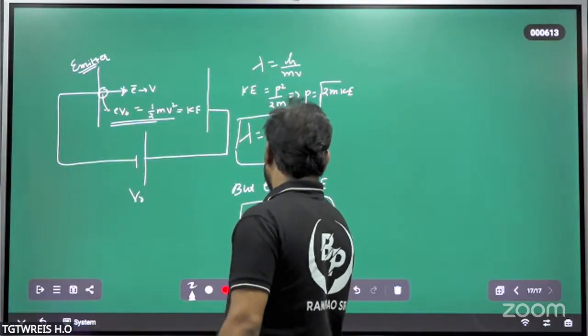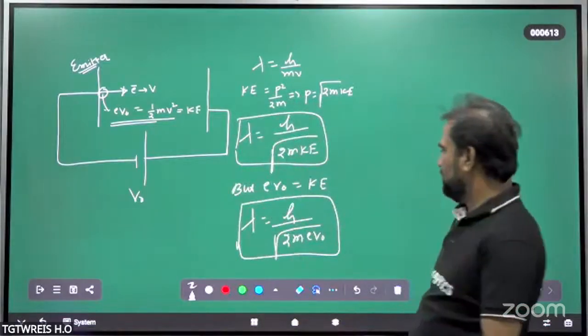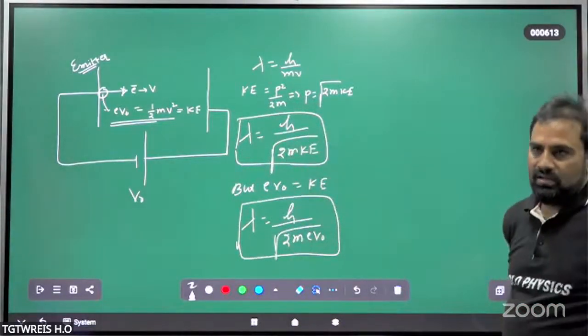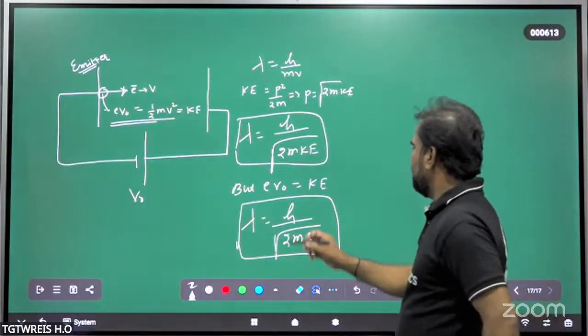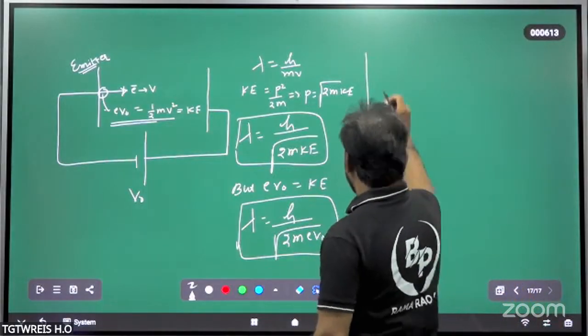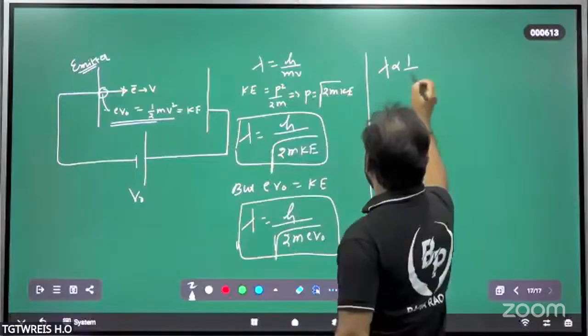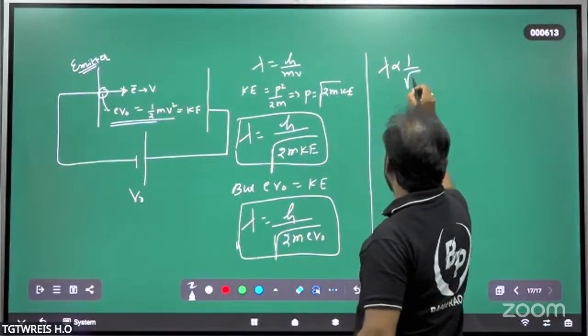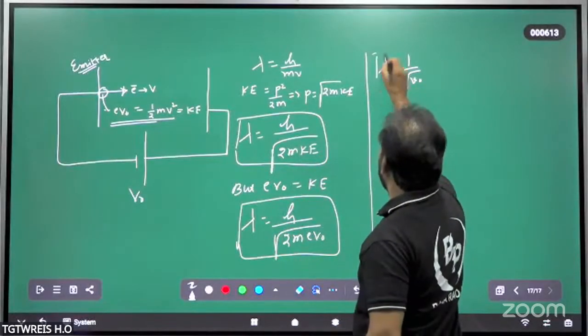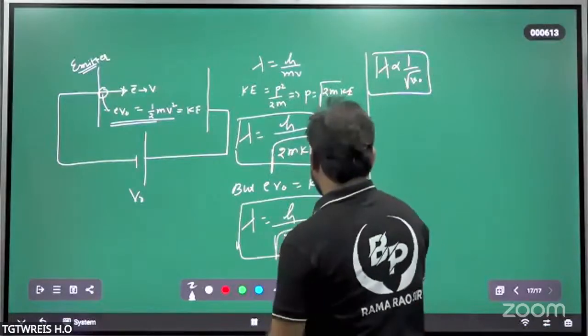This is eV naught. From this, lambda is inversely proportional to root V naught. V naught is called the stopping potential.